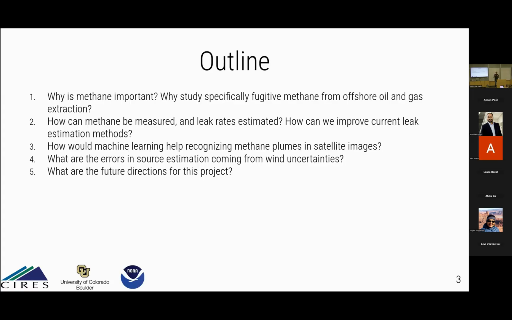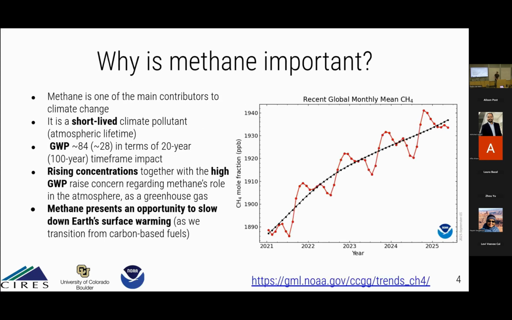The third question is, how would machine learning help us recognize plumes in images that we observe from satellite retrievals? The fourth question is, what are the errors associated with wind uncertainties? So when you have an observation that happened in the past, you need some wind data from a location back in time. So you can't go back in time and measure how strong the winds were there. So you can estimate how much methane is leaking from that source. And the fifth, I just want to talk about the future directions of this project later on.